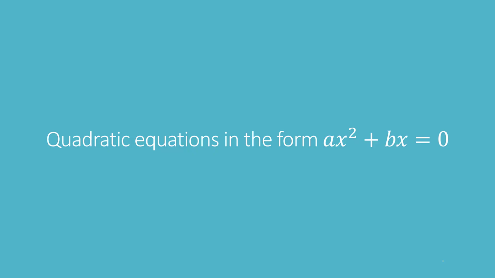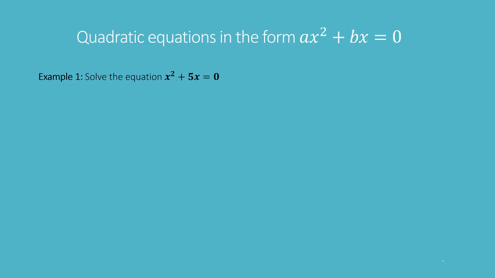In this video, we are going to see how to solve quadratic equations in the form ax squared plus bx equals 0. Our first example is to solve the equation x squared plus 5x equals 0.